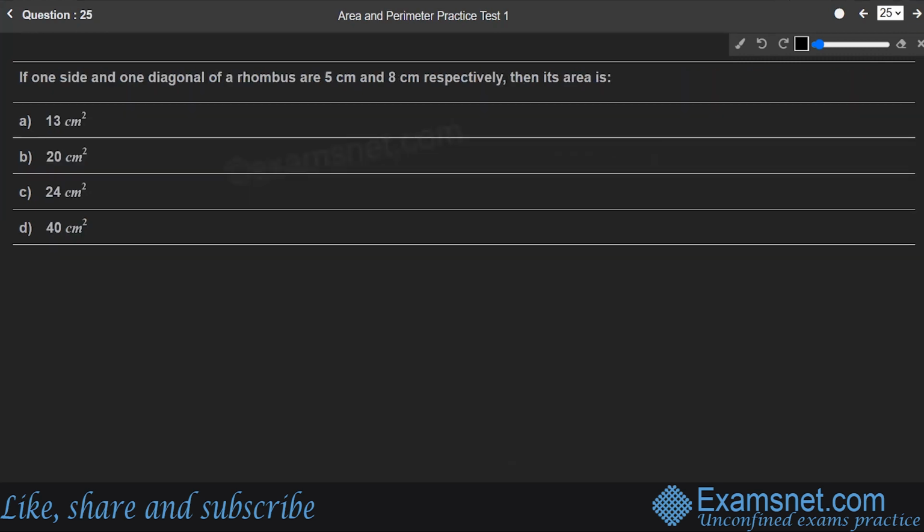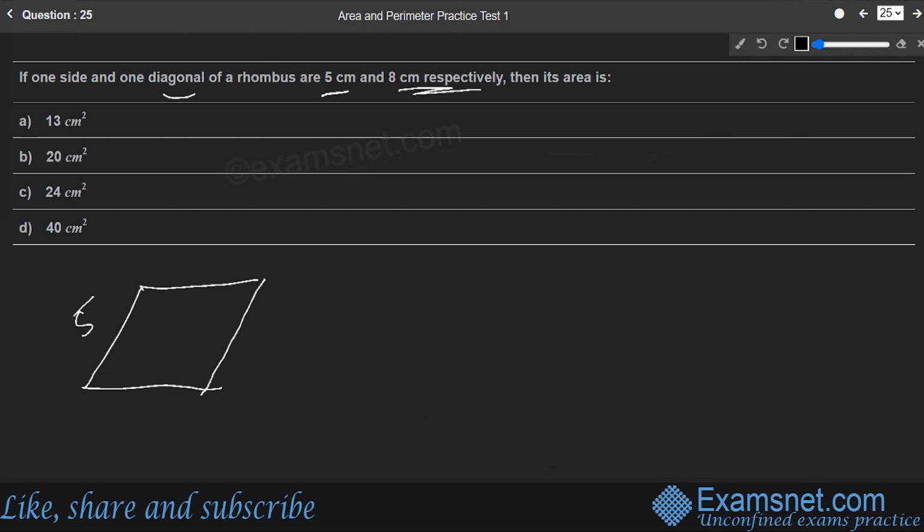Now, if one side and one diagonal of a rhombus are 5 centimeter and 8 centimeter respectively, let us create a rhombus out of it. Okay, this is a rhombus looking shape. He is saying one side and one diagonal. So let's say this side is 5.